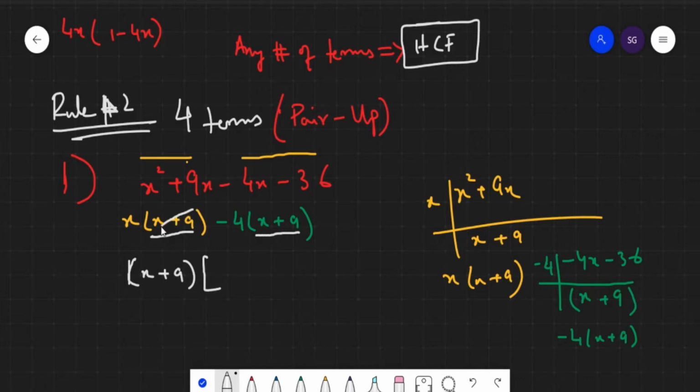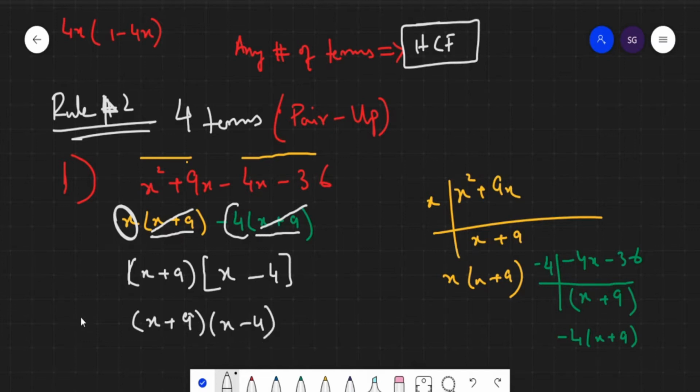If I take this as common out, what am I left with from the first? I'm left with x. Similarly, if I'm taking x plus 9 as common out from the second term, I'm left with negative 4. So you might want to change the bracket, that doesn't matter. X plus 9 and x minus 4 is the factorization, and that's job done.